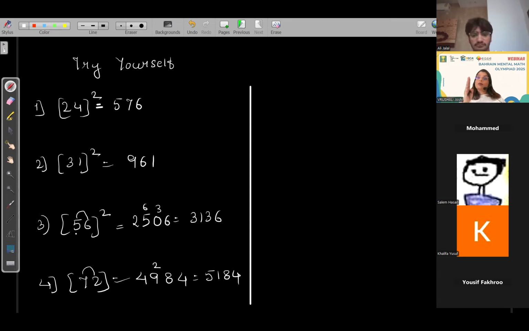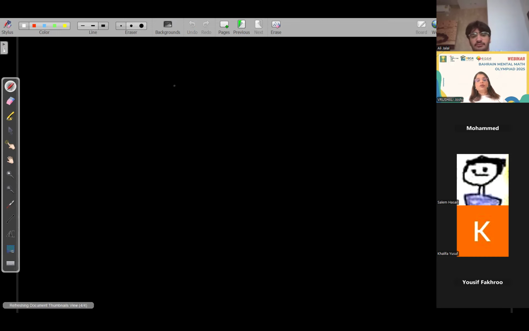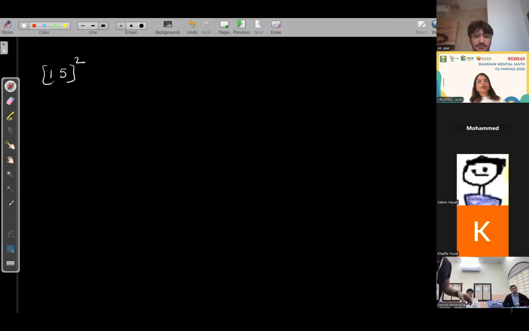But there are certain numbers for which you will see that the squares are super fast. What are those numbers? Those numbers are the ones which end with 5. Just pay attention. How do you do that? For example, you want to find out 15 square. You take this 1 and you multiply it with 2. 1 multiplied by 2 is equal to 2. And then this 5, you square the 5. That's a 25.